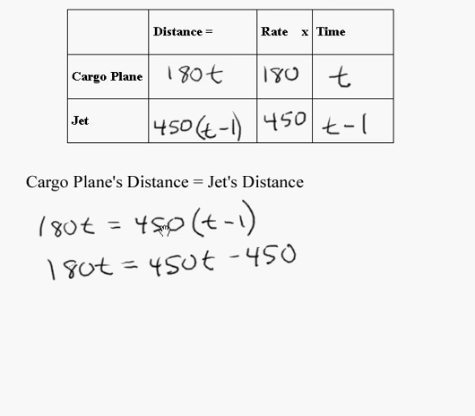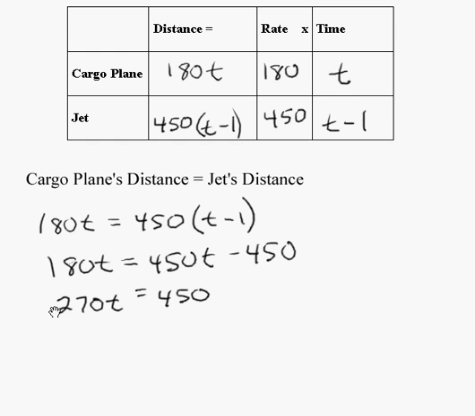Simplify that. Distribute out 450 times t and 450 times negative 1. Let's have a t party, get all the t's together. Now I subtracted 450t from both sides, which of course gives me negative 270t and negative 450. I did one step in my head, multiplying both sides times negative 1. So 270t is 450, divide by 270, and t is 1 2/3 hours.